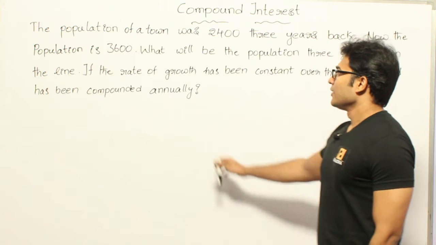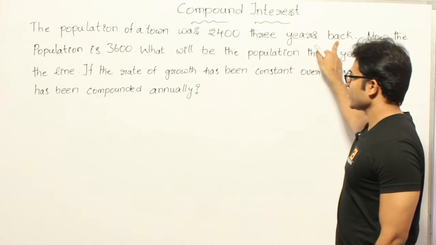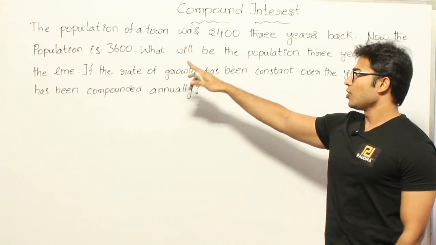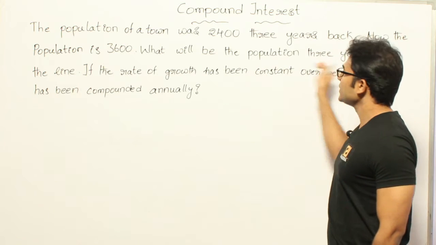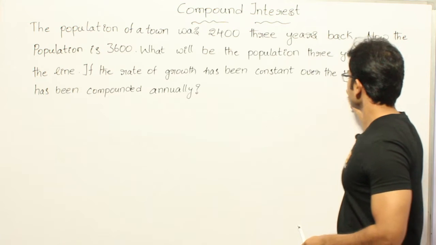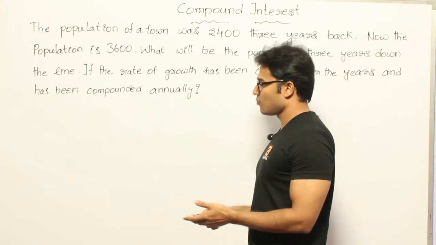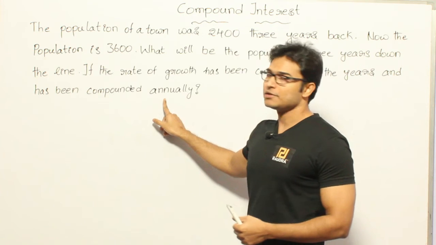Let's see this. The population of a town was 2400 3 years back. Now the population is 3600. What will be the population 3 years down the line if the rate of growth has been constant over the years and has been compounded annually? So the important word here is that compounded annually is given, right?